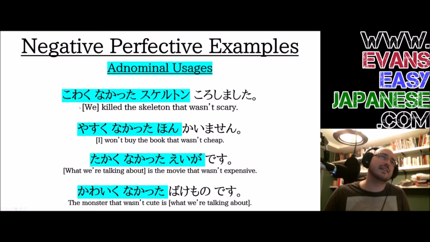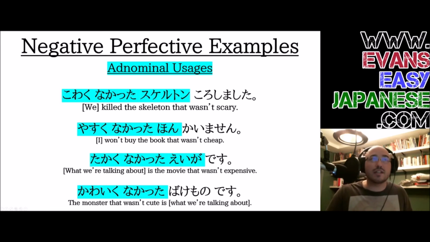And they're like, yasukunakatta hon o kaimasen. I'm going to not buy the book that wasn't cheap. At the bookstore, the one that wasn't cheap, I'm not going to buy that one off of Amazon today. Something like that. Or before I go back to the bookstore, I won't buy that one.